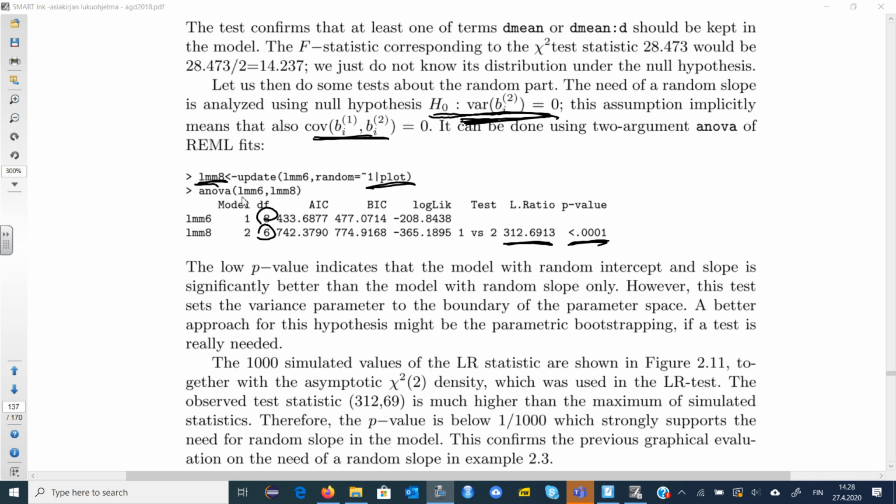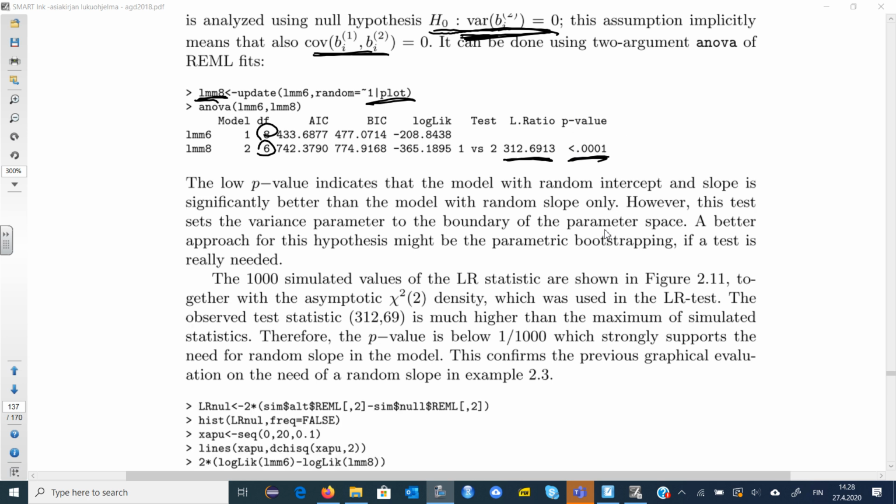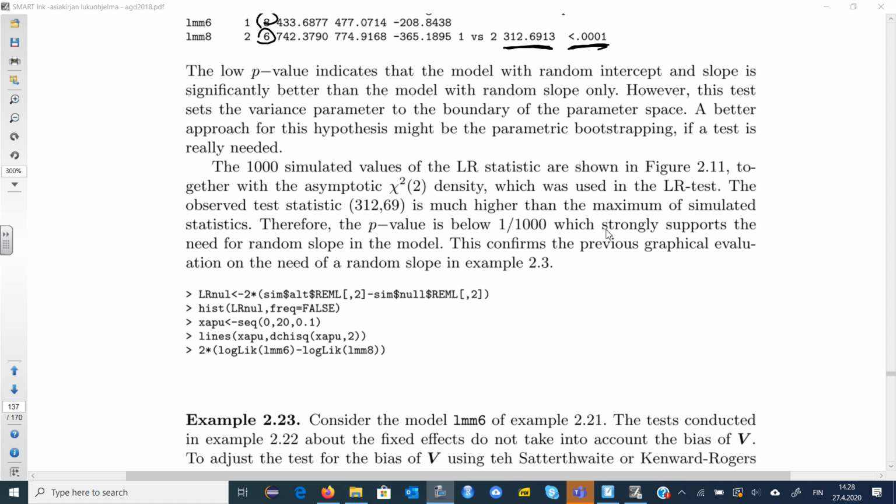So therefore we might consider that we are not very sure whether we can trust this p-value. Of course, in this particular case this p-value is very well in line with what we have already observed about the need for random intercept slopes in the graphical evaluations previously. But we can also do the same test by using parametric bootstrapping.